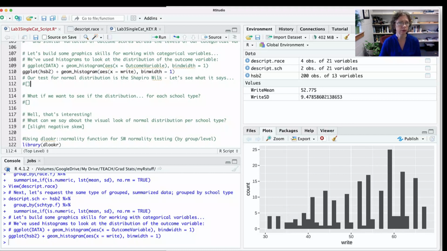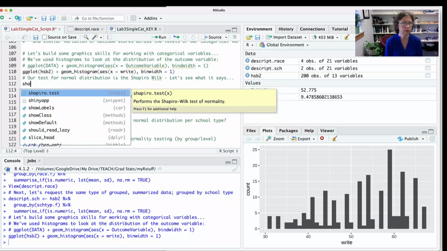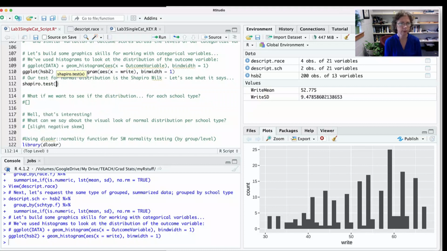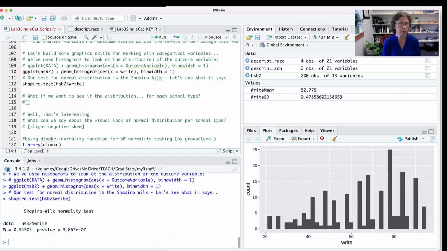And for our Shapiro-Wilk, we want HSB2, which variable are we after? That one. So the data and the variable. So we have the Shapiro-Wilk normality test coming in at a very small p-value, so it has violated normal distribution.